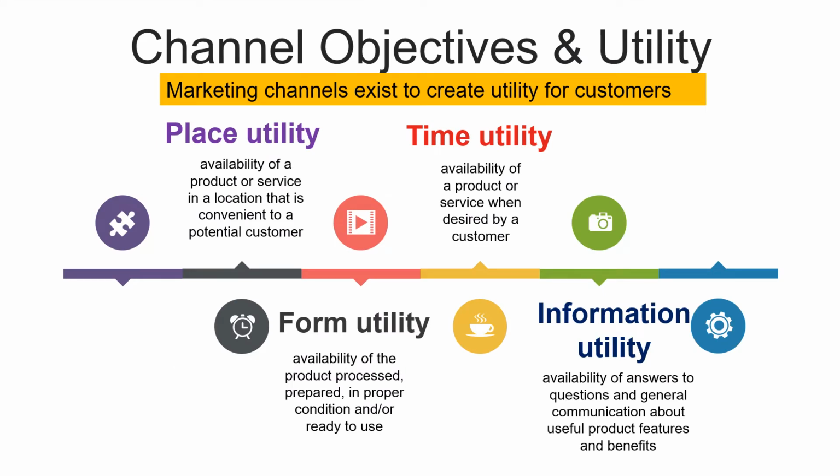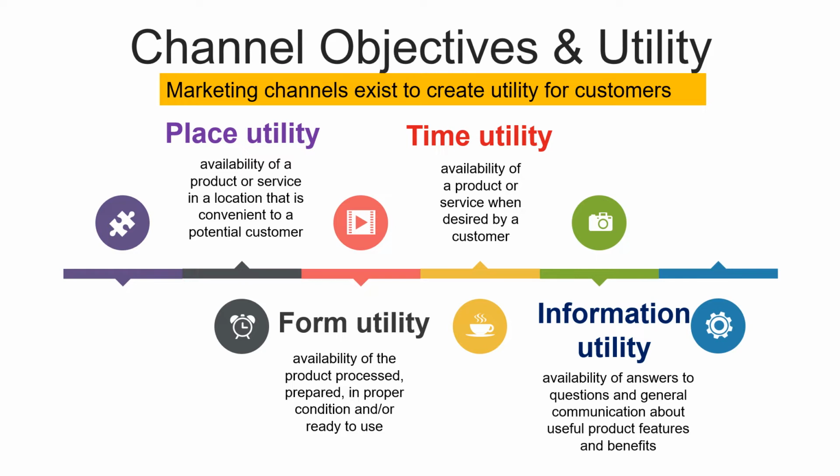Moving to channel objectives and utility, marketing channels exist to create utility for customers in terms of place utility, time utility, form utility, and information utility. Place utility can be described as availability of the product or service in a location that is convenient to potential customers. While time utility refers to availability of a product or service when desired by a customer.